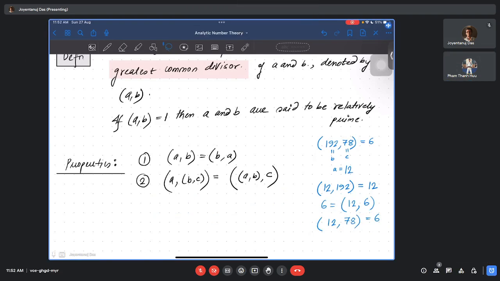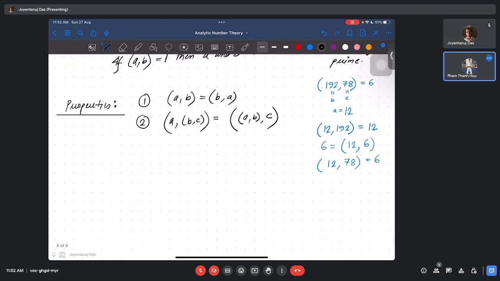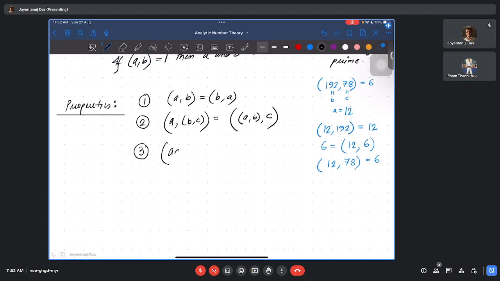So the next property. The third property is, suppose the GCD of AC and BC, that is, they already have something in common. That is nothing but the modulus of C times the GCD of A, B. We take the absolute value of C outside, because the GCD is always a non-negative number.